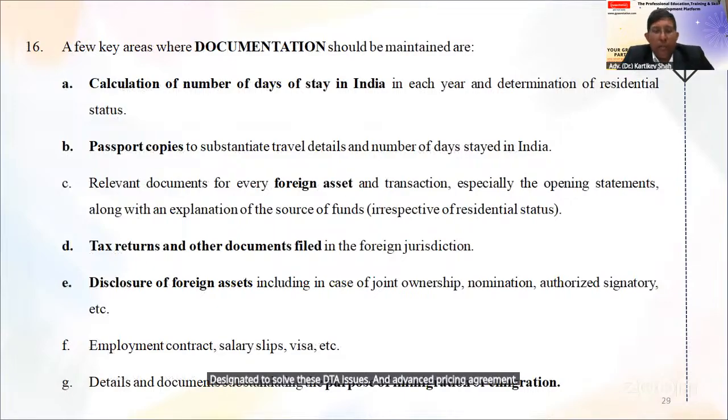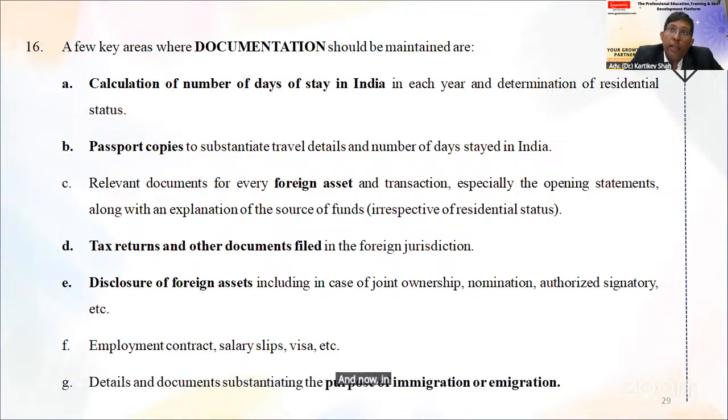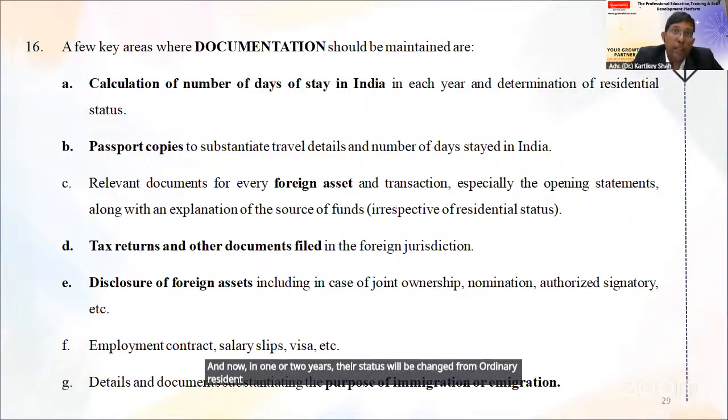Now, friends, please keep in mind what the important documentation is for any non-resident, or any person who is going as an immigrant to another country and has a green card, and in 1 or 2 years their status will change from ordinary resident to non-resident. At that time, what precautions do you have to take in the form of documentation? Calculation of number of days of stay is very important. Please keep in mind this thing.